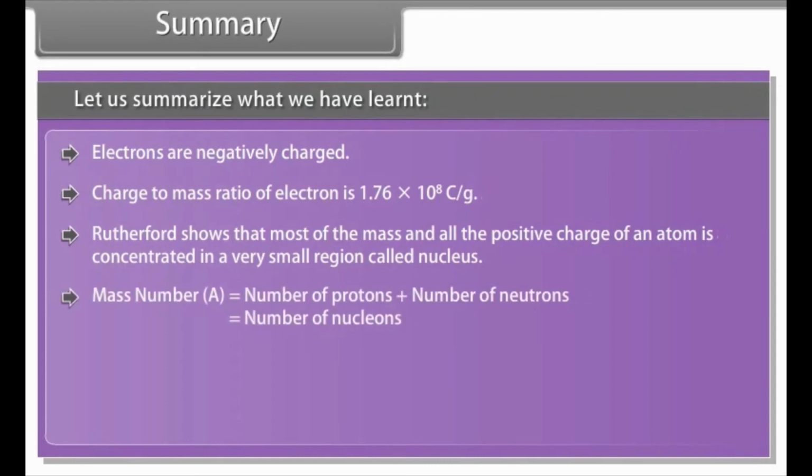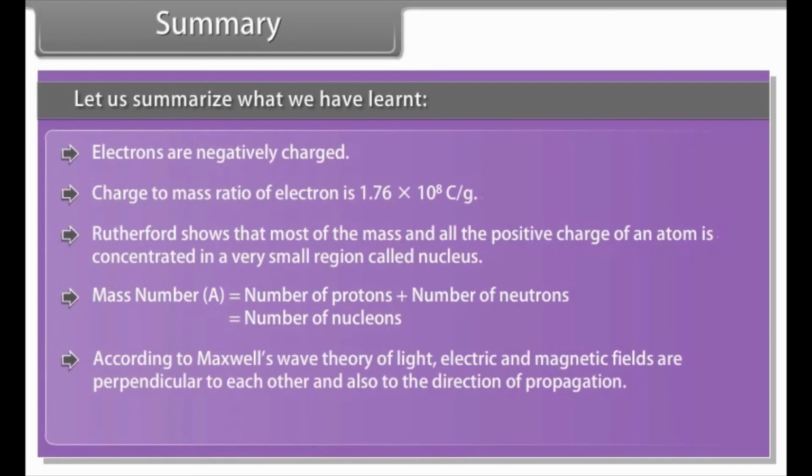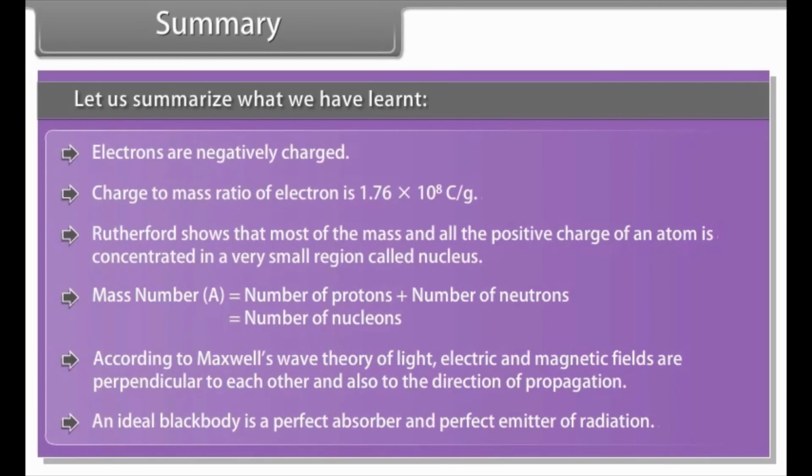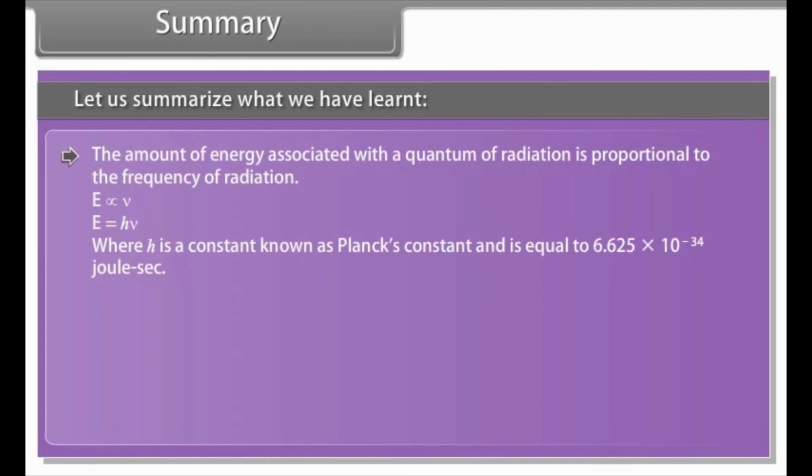Mass number A is equal to number of protons plus number of neutrons is equal to number of nucleons. According to Maxwell's wave theory of light, electric and magnetic fields are perpendicular to each other and also to the direction of propagation. An ideal black body is a perfect absorber and perfect emitter of radiation. The amount of energy associated with the quantum of radiation is proportional to the frequency of radiation, where h is a constant known as Planck's constant and is equal to 6.625 into 10 raised to the power minus 34 joule second.